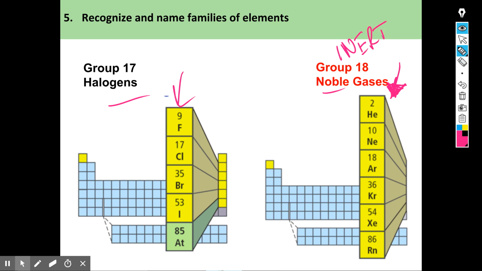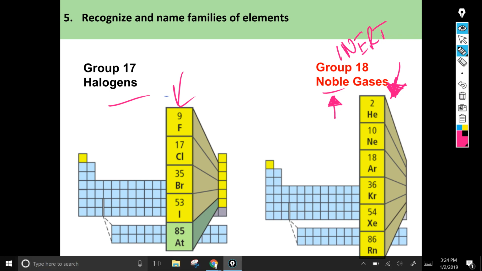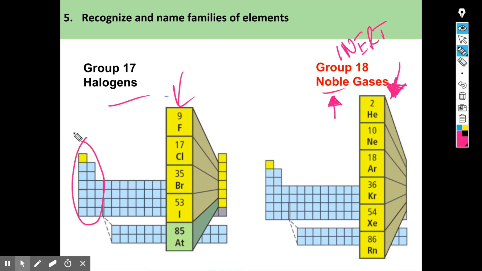They're very happy being completely unbonded to anything else. Their nobility, they're noble, they're fine being alone. They don't react with things. They're inert. So the first two had special names, alkali and alkaline. The last two columns on the periodic table have special names, halogens and noble gases.